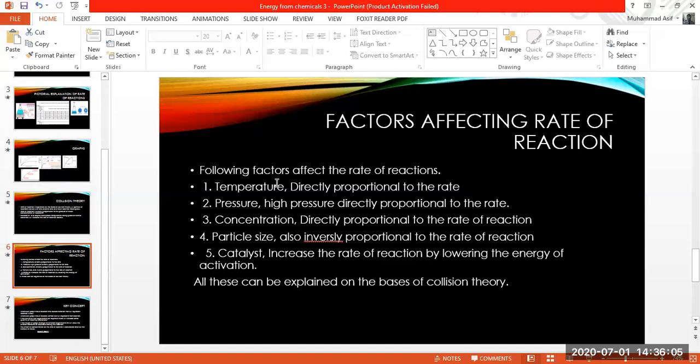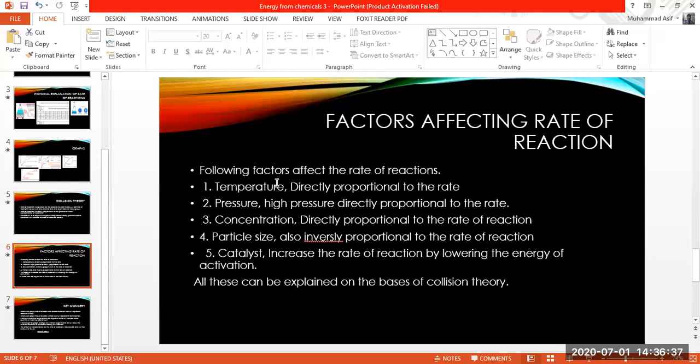Why? Because whenever we increase the pressure, the gas particles will come closer to each other. They will collide with one another more frequently. The frequency of collision will increase. As a result of collision, more energy will be produced, and that energy will convert reactant into product by breaking their bonds easily. So high pressure is also directly proportional to the rate of reaction.